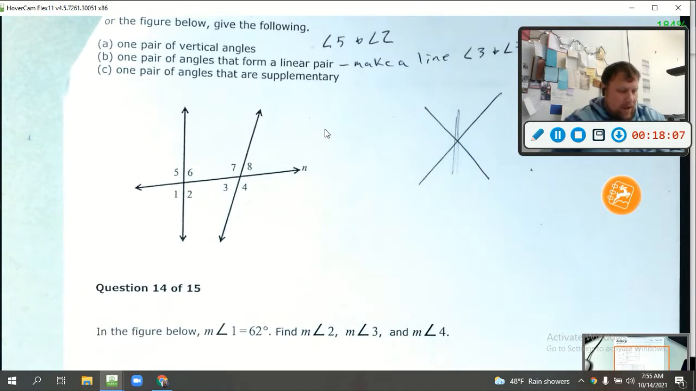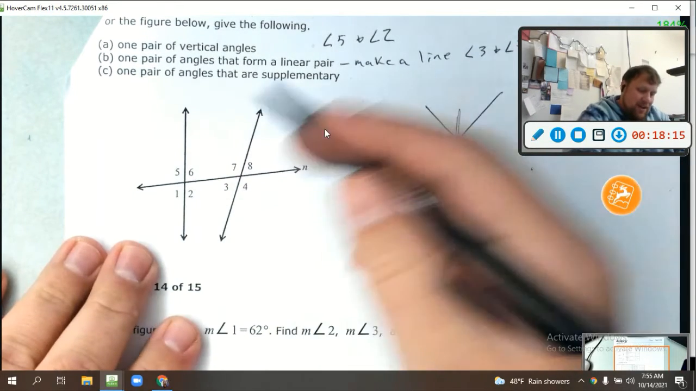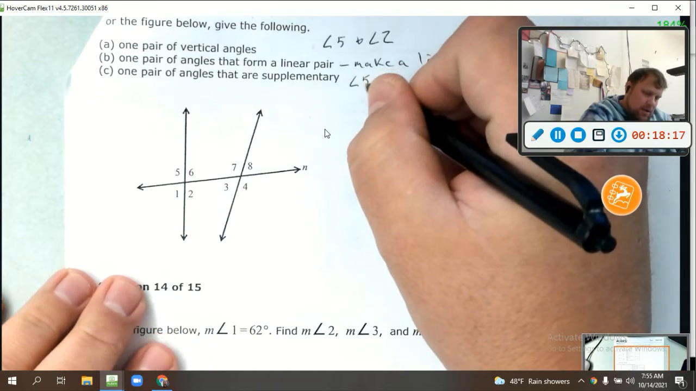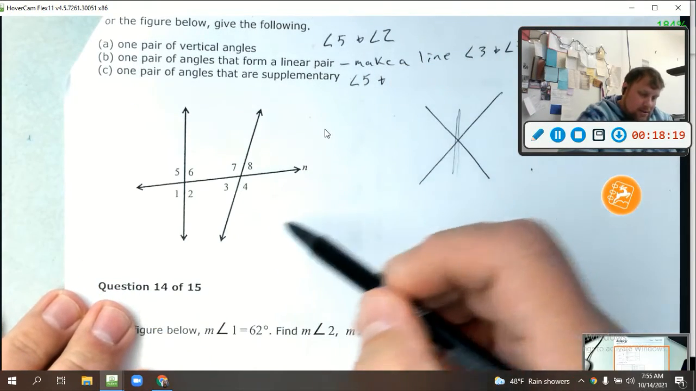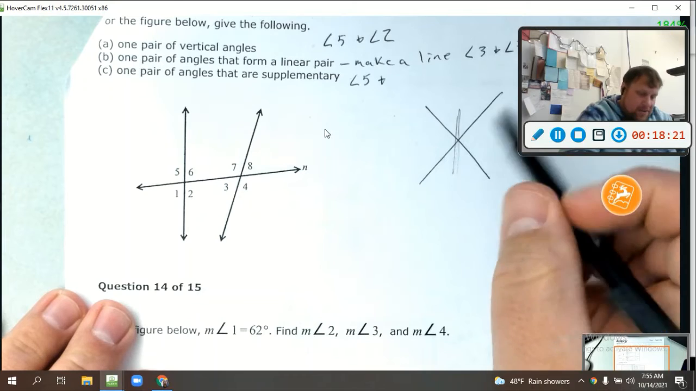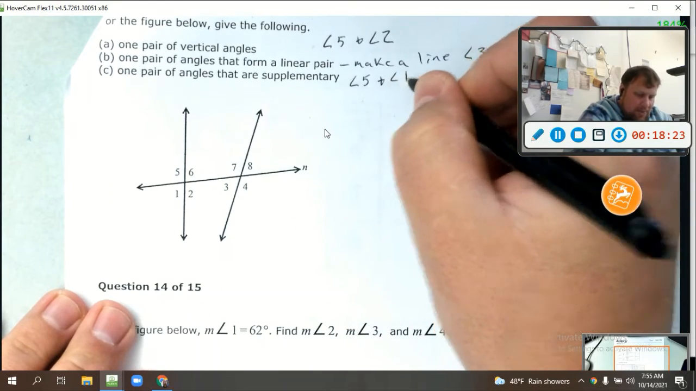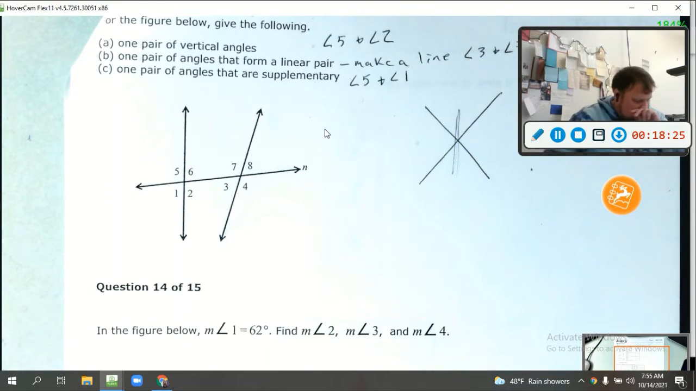Name one pair of angles that are supplementary. Supplementary means adds to 180. Straight line's 180 degrees, so any straight line. I'm going to say angle 5 and angle 1. But if I really wanted to, I could say angle 3 and angle 7 again. But angle 5 and angle 1 are supplementary. They add to 180. Yeah, don't make it hard. Just enjoy it.